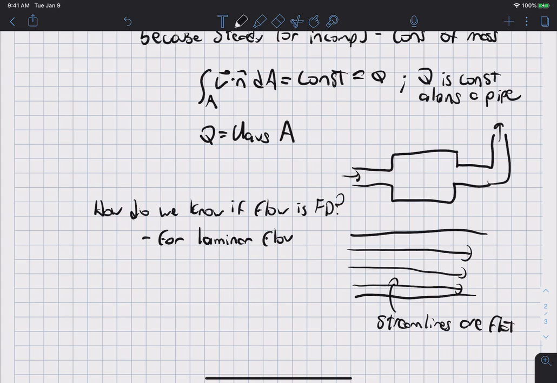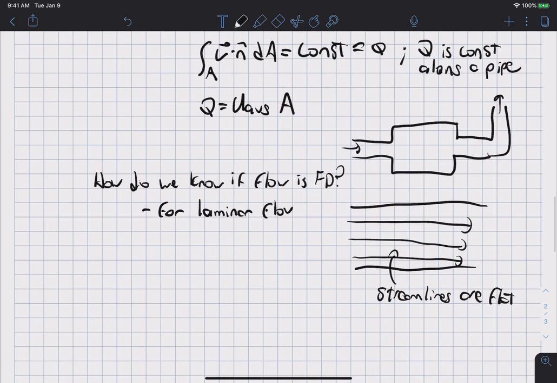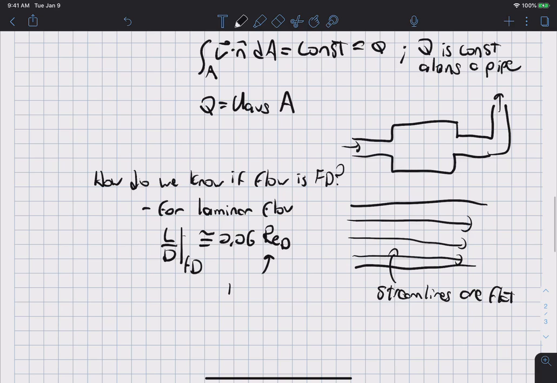Okay, and the L over D for fully developed in laminar flow is approximately 0.06 times the Reynolds number based on diameter. And recall that this is the Reynolds number based on diameter.